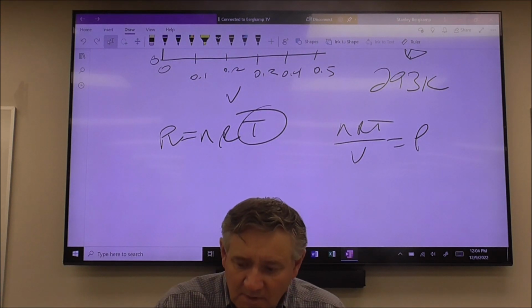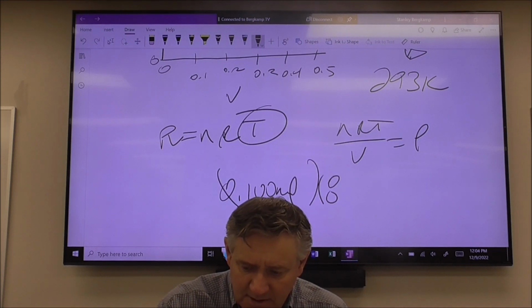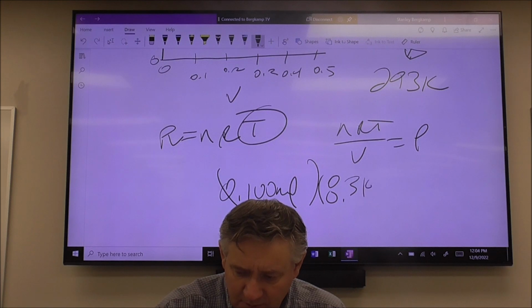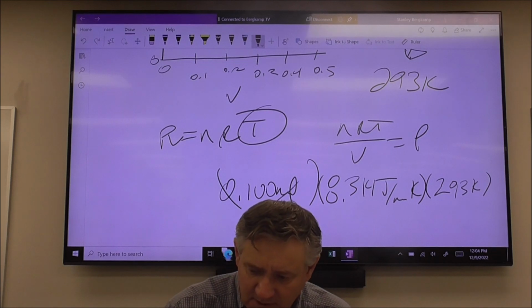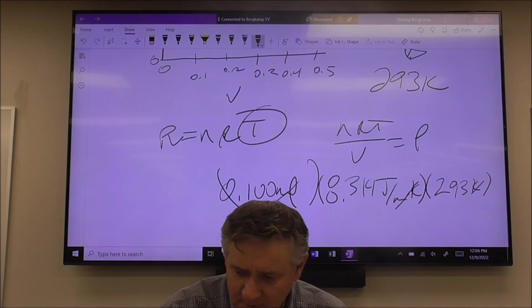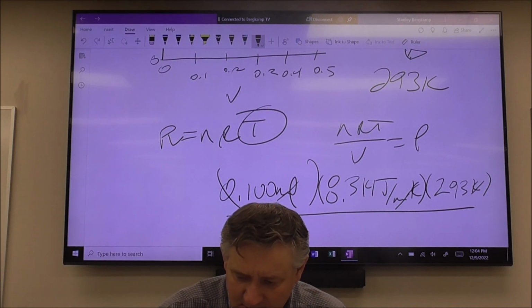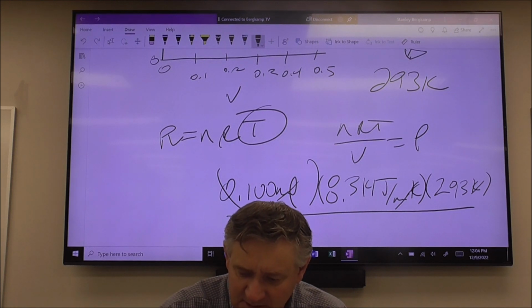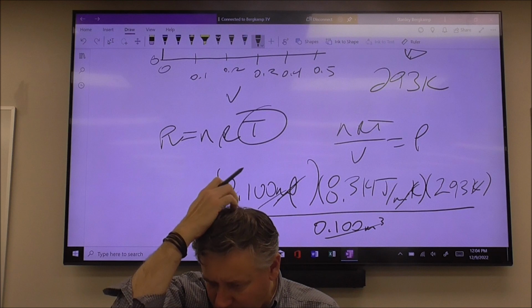So in this case, I've got 0.1 moles, right? I'm going to use that ideal gas law constant of 8.314 joules per mole Kelvin. My temperature is 293 Kelvin. So that gets rid of my moles, that gets rid of my Kelvin. And then I divide by that volume of 0.1 cubic meters, okay? So somebody take 8.314 times 293.